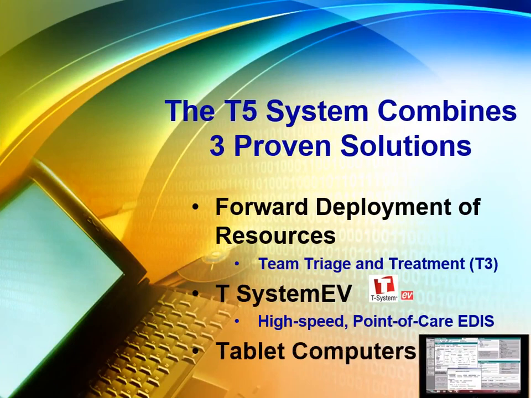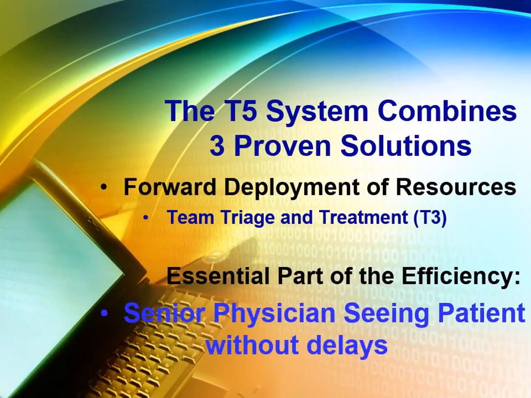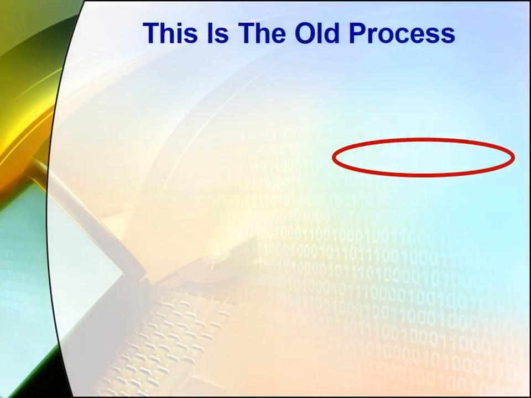Forward deployment of resources, T5EV charting system, and tablet computers. Forward deployment of resources is also called team triage and treatment, or T3. This is the essential part of the efficiency, positioning whatever resources are needed right at the registration area so the senior physician can see the patient without delays and start treatment sooner.